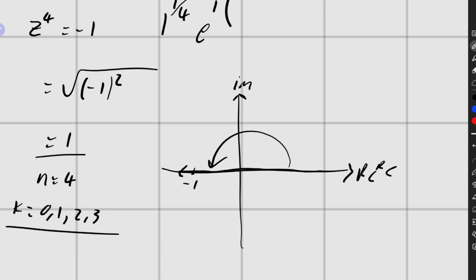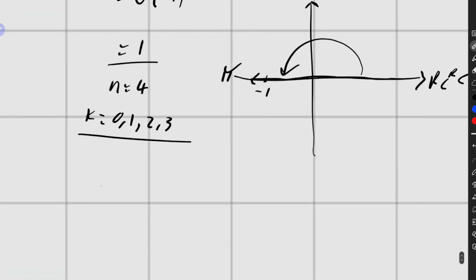Because you can't put 0 into your calculator. But from the unit circle, you know this is pi. So theta, therefore, equals pi.